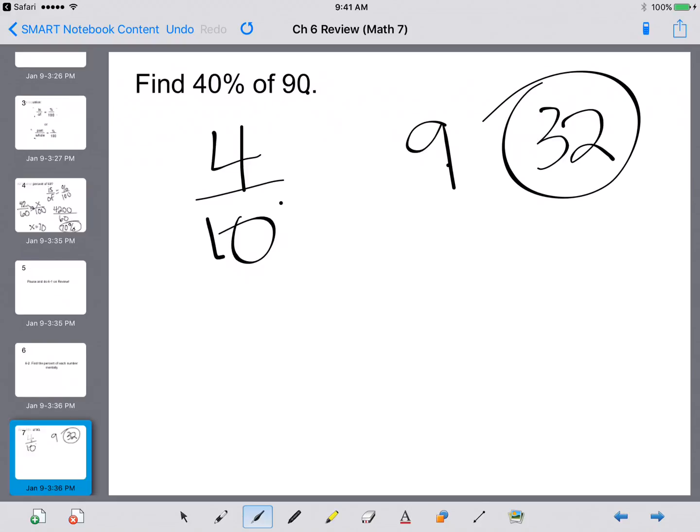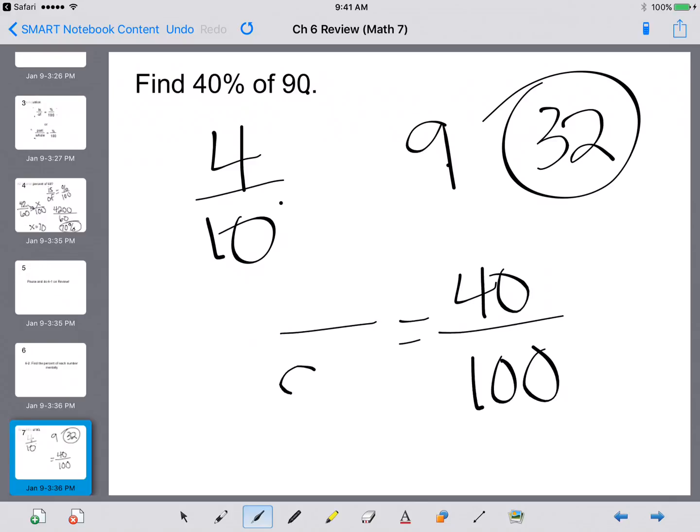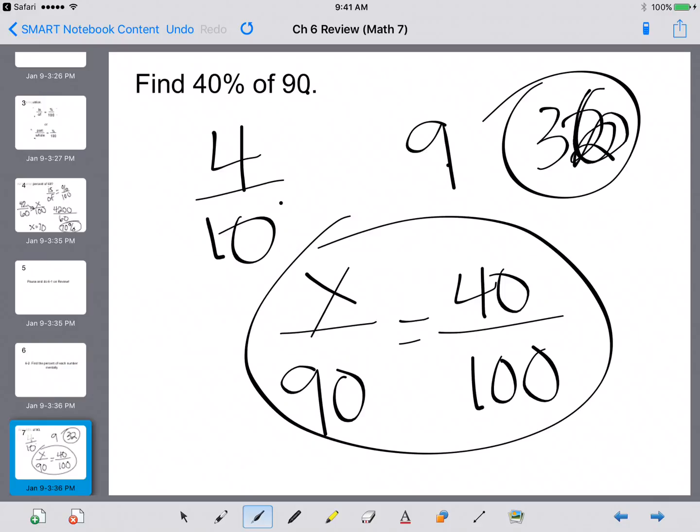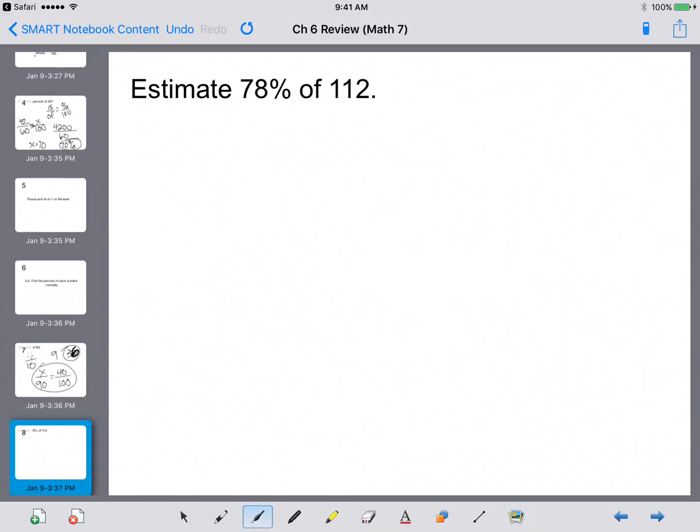Or else you can still write that out as 40 over 100. 90 is of, so you don't know what this is. And cross multiply that way. 90 times 40 divided by 100. And you get 36. So what did I do? 9 times 4 is 36, not 32. What was I thinking? We all make mistakes, right? So your answer there is 36. You can double check too if you want to do it mentally and then do it the other way.